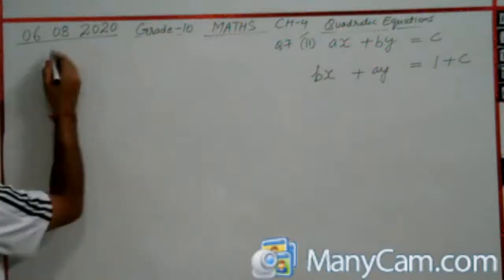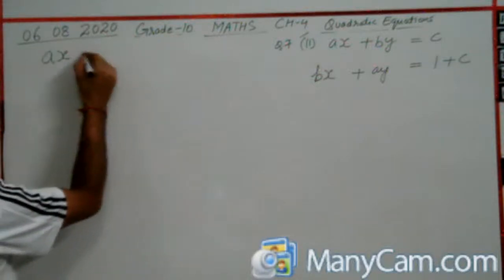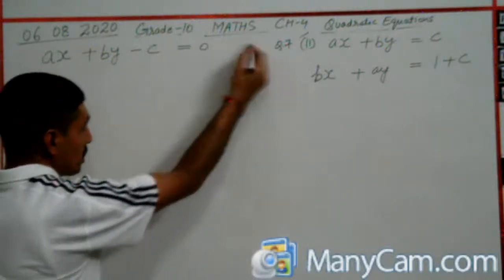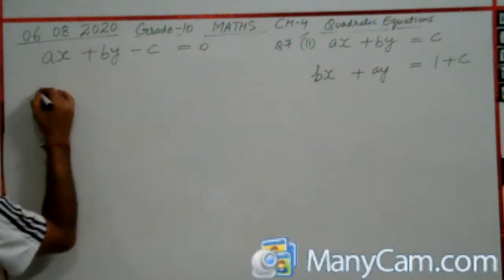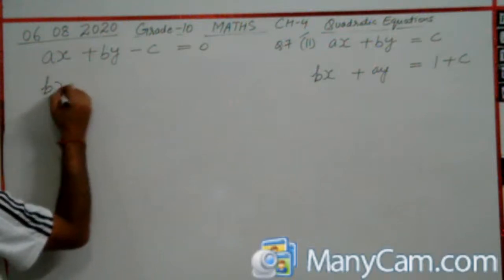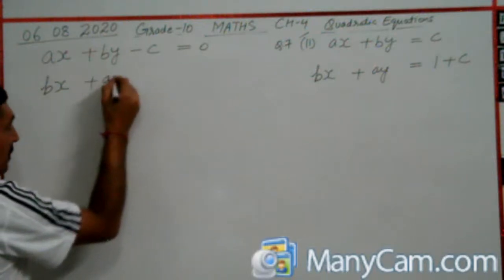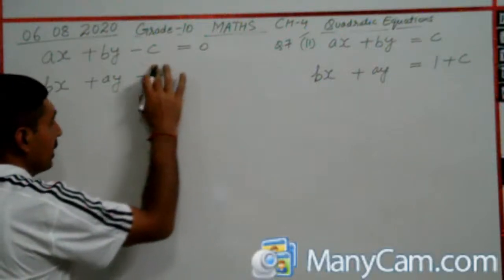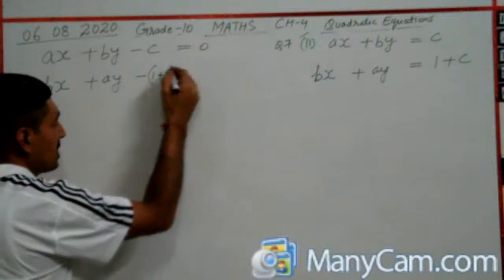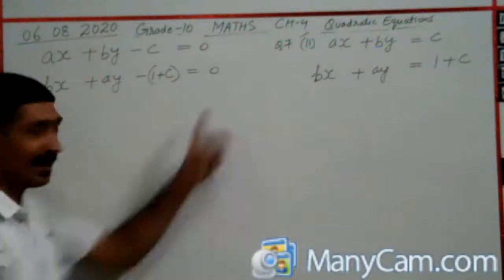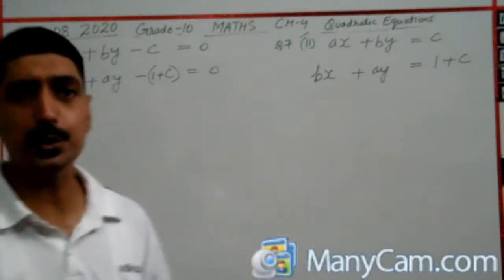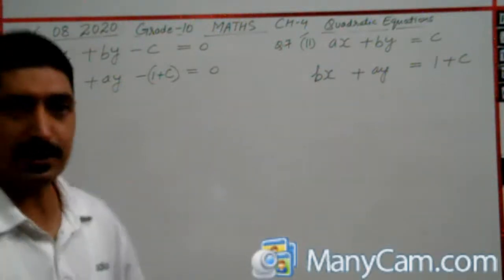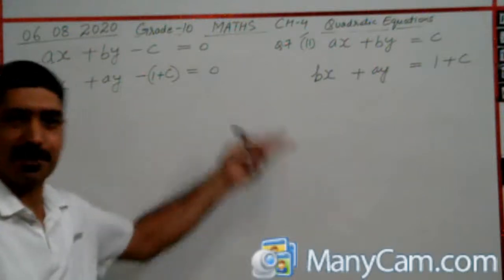So how to solve this part? Let's write ax plus by minus c is equal to 0. That is equation number 1. And this is bx plus ay minus of 1 plus c. This is how we can write it. Why am I writing this form? Because I want to use the cross multiplication method. That is an easy way to solve. We can solve with substitution and elimination also.